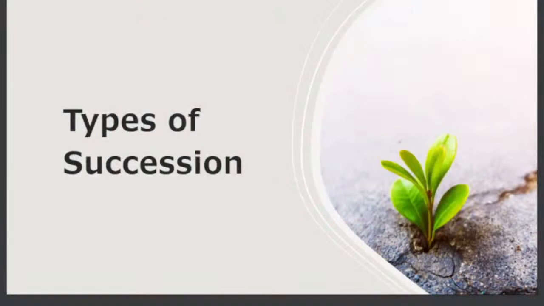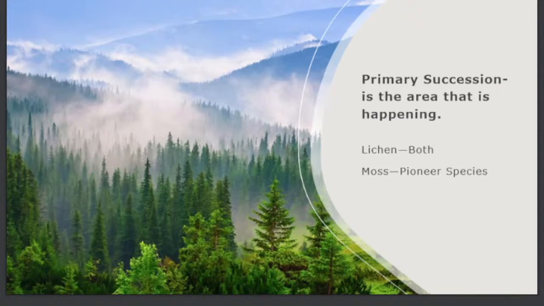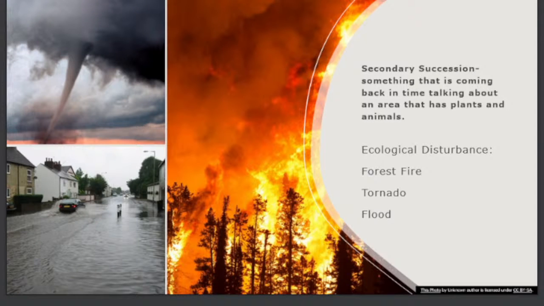Now, our first lesson for today is about the types of succession, which are the first and second. The primary succession is the area that is happening with lichen and moss. And the secondary succession is something that is coming back in time, talking about an area that has plants and animals, such as following ecological disturbances like forest fires, tornadoes, and flash floods.